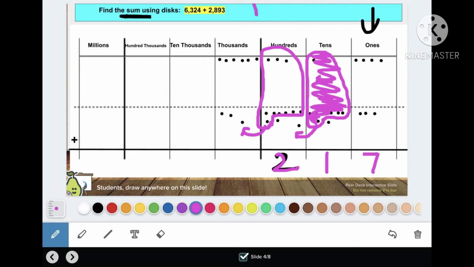And let's go ahead and combine our thousands. 6 thousands plus 3 thousands. How many thousands do I have? That's right, 9 thousands. So I'm going to put a 9 at the bottom. Don't forget your comma. So the sum of 6,324 and 2,893 is 9,217.